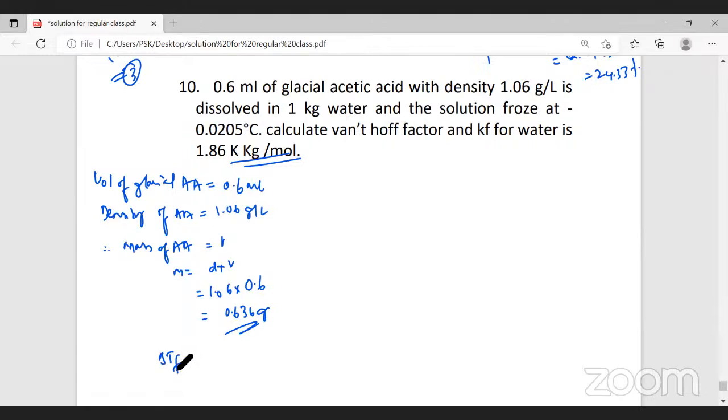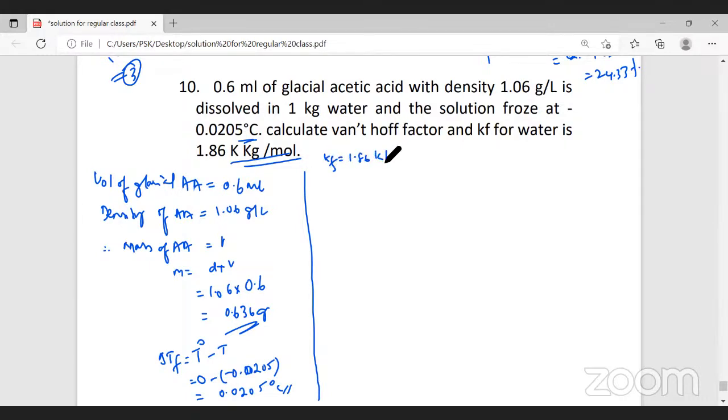What is delta Tf? Delta Tf is Tf naught minus Tf. T naught is 0 degrees minus of minus 0.0205. That will be equal to 0.0205 degrees Celsius, because it's in degrees Celsius. So we'll take it in degrees Celsius itself for now. And in this chapter, degrees Celsius and Kelvin scale make no difference; anything can be used. Now, what is given otherwise? They've given Kf also, as 1.86 Kelvin kg per mole.